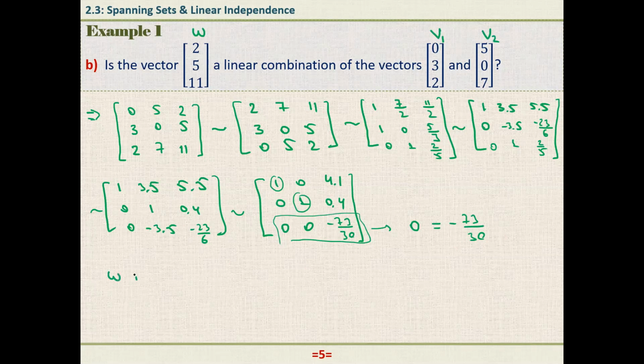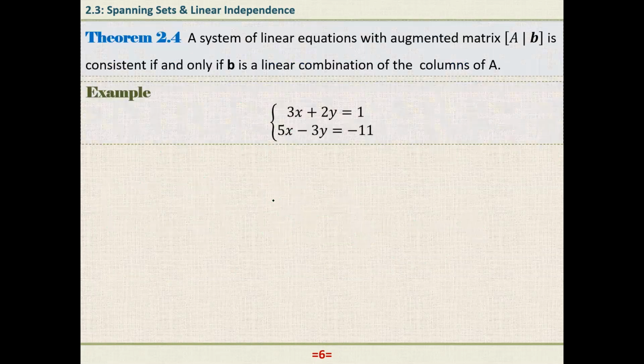W is not a linear combination of V1 and V2 because the given system is not consistent. From here, we can generalize this idea and give it as a theorem.